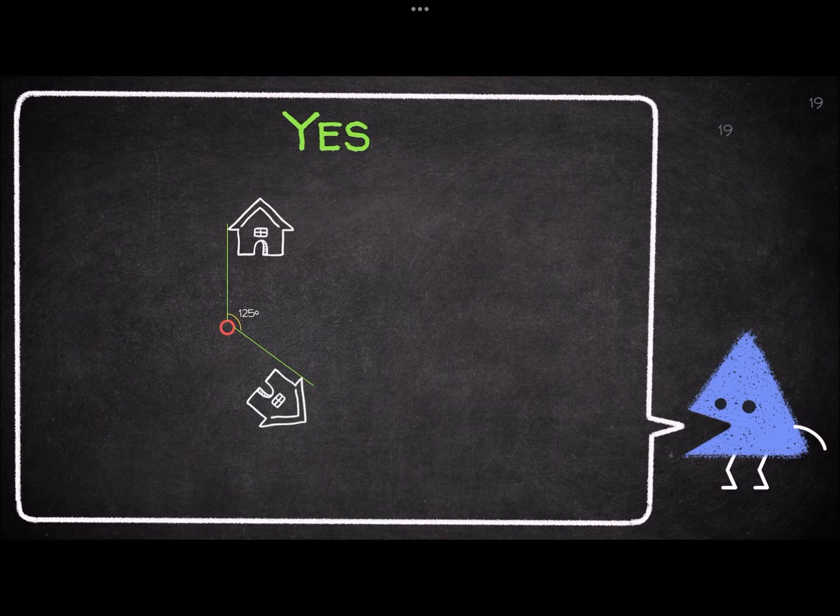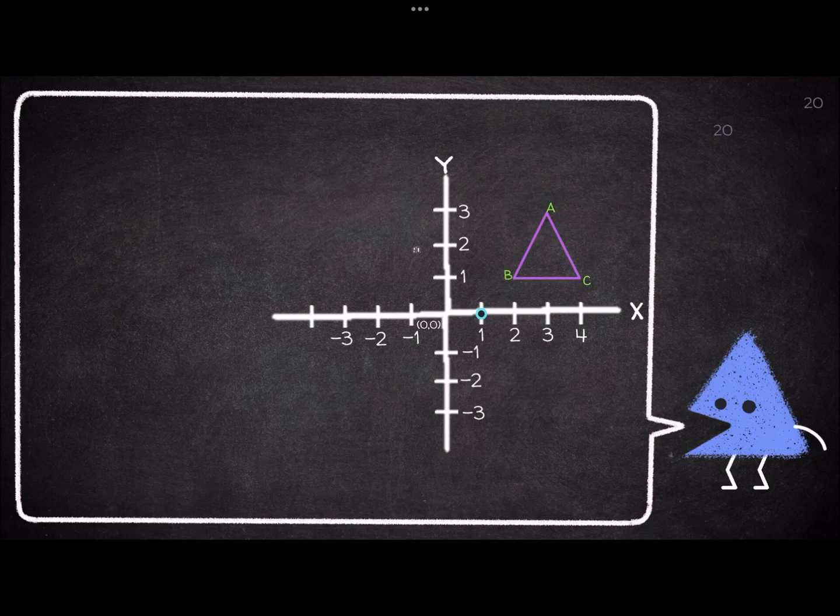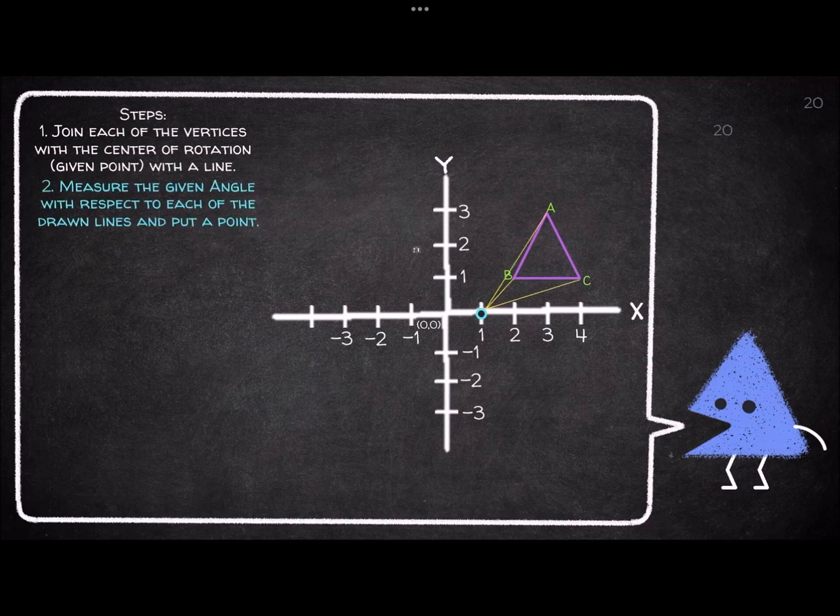So there are some steps in order to make a rotation. First, you need to join each of the vertices with the center of rotation, or the given point, with a line, shown in the presentation. Now you have to measure the given angle with respect to each of the drawn lines and put a point. You can do this with the protractor.